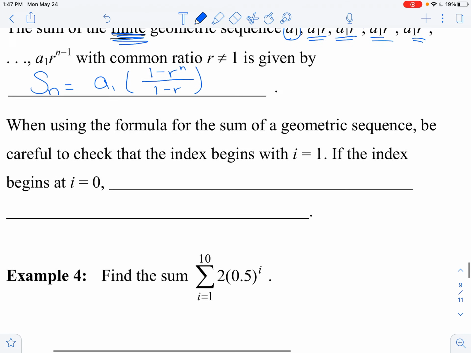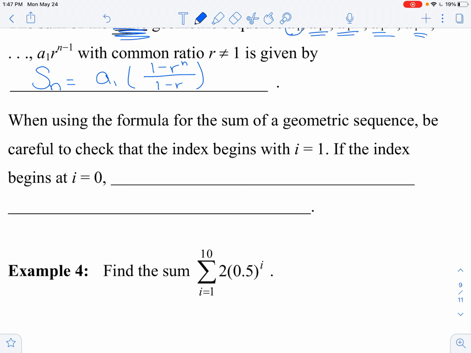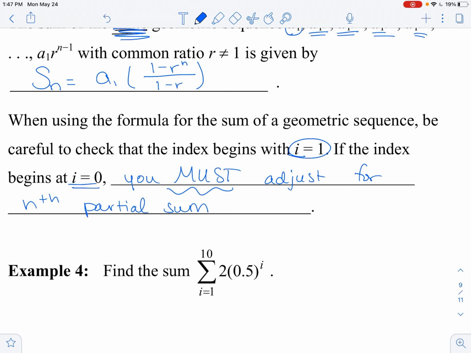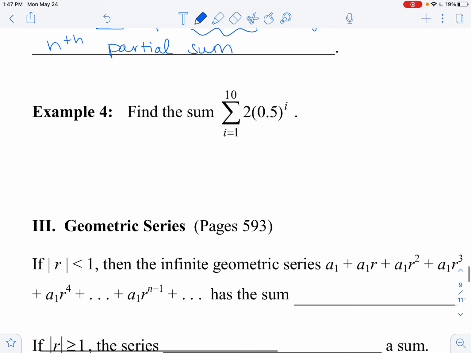So when we're using this formula, make sure that we know the index is equal to 1. If the index starts at 0, you must adjust for the nth partial sum. So instead of starting at 1, if they start at 0, that means instead of ending at the last number, you end at the number before it. So let's find this partial sum.